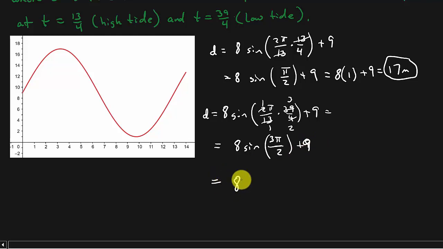Now, what's the sine of 3 pi over 2? What's 3 pi over 2 real quick in degrees? That's right, 270. Sine of 270 is -1. Remember, that's one of the ones I told you have to memorize. Plus 9. So that's -8 plus 9 is 1. So that's 1 meter. So the low tide is 1 meter.